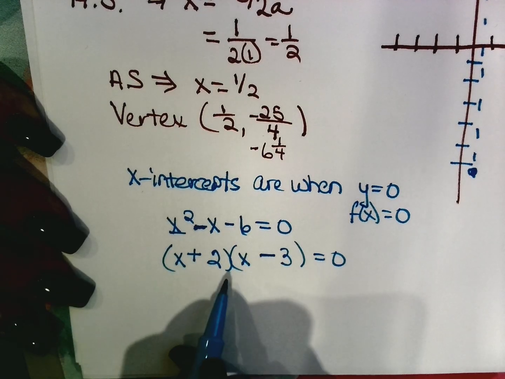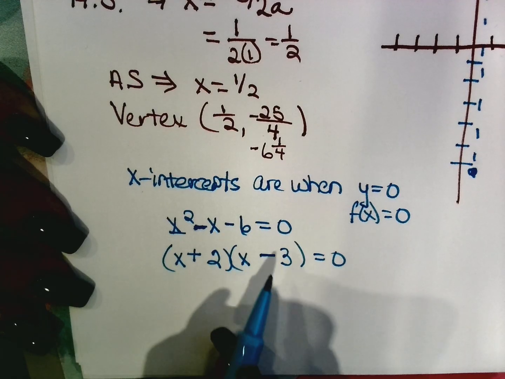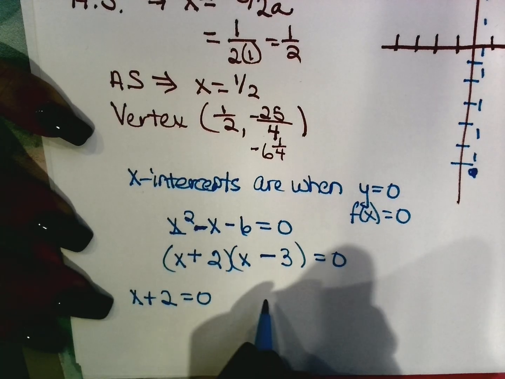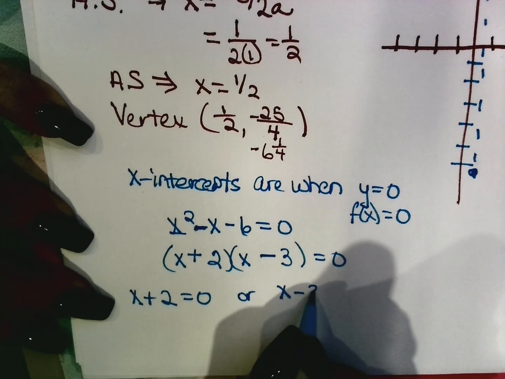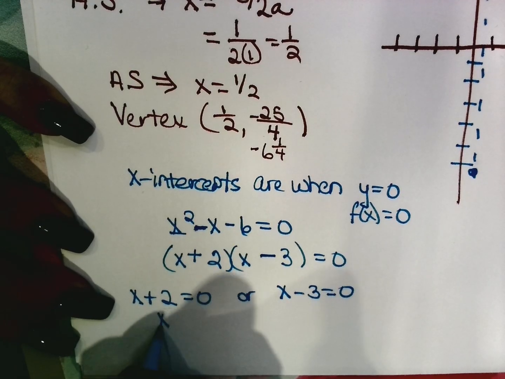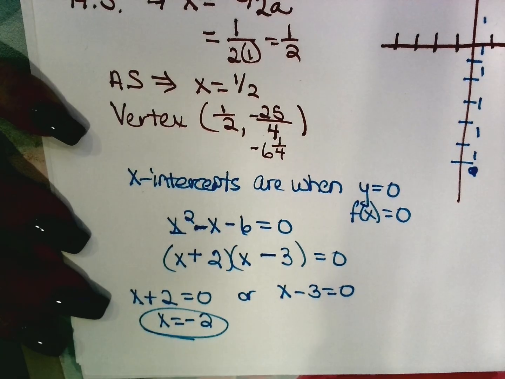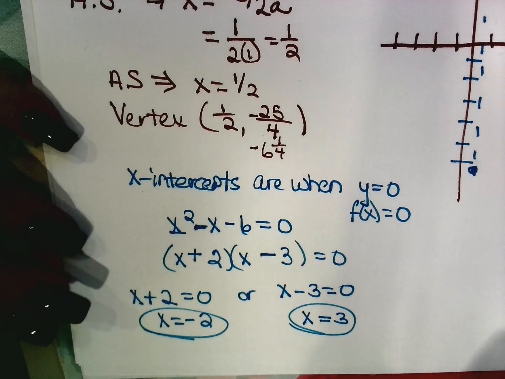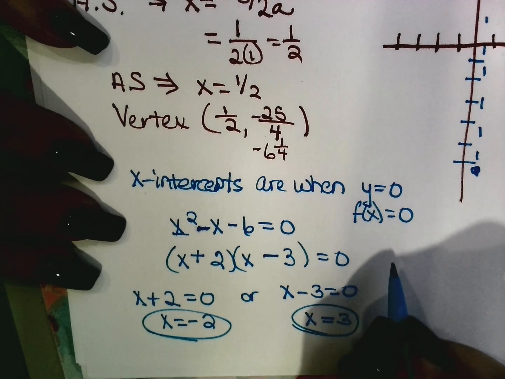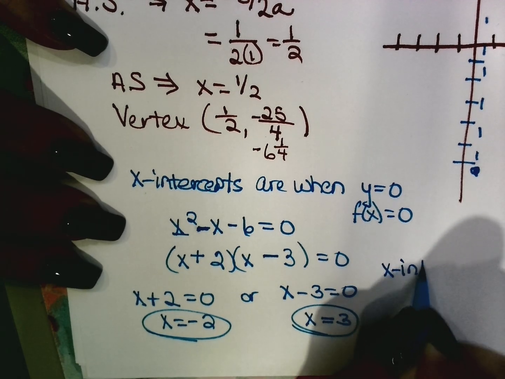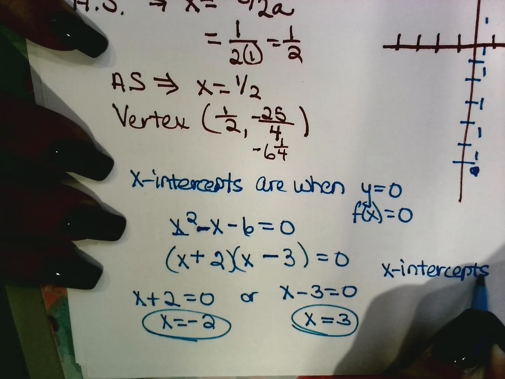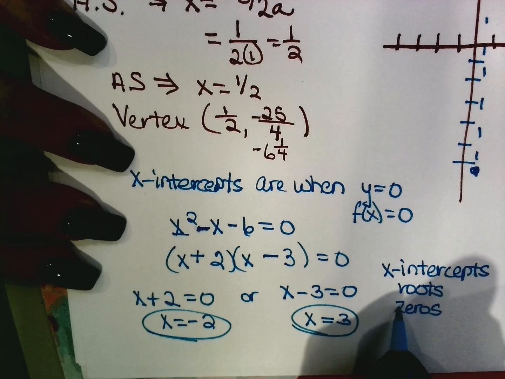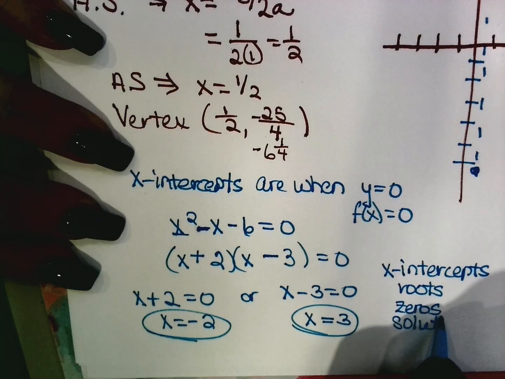All right, so we know that x plus 2 times x minus 3 is 0. That means either x plus 2 equals 0 or x minus 3 equals 0. And we just solve for x. So x equals -2, and here you have x equals 3. So these are known as your x-intercepts, which you know by now. But they're also called your roots. They're called your zeros. They're called solutions.